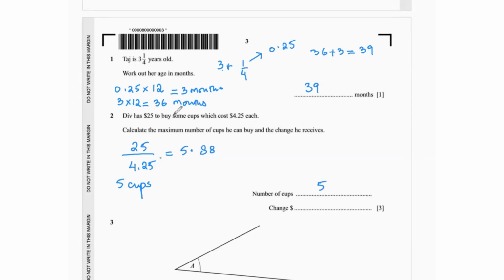And now for the change that he would get. Since 1 cup costs 4.25, 5 cups will cost 5 times 4.25, which is going to give us $21.25. So the change is going to be 25 minus 21.25, which is equal to $3.75. That is the change that he receives.